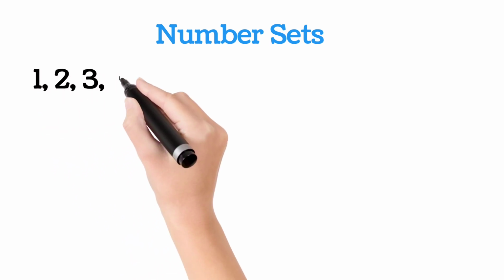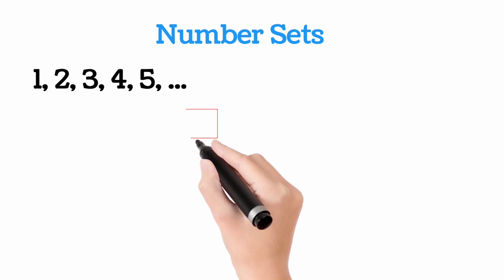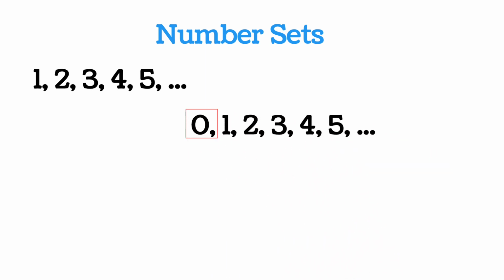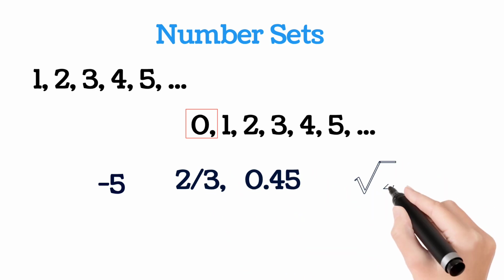When we hear the word numbers, the first ones that usually come to mind are 1, 2, 3, 4, 5, and so on. Or maybe we also include 0, as in these, but numbers aren't limited to just these. In fact, there are many kinds of numbers that we use in mathematics. Some are negative numbers, some are fractions or decimals, and others involve radicals, like square roots.